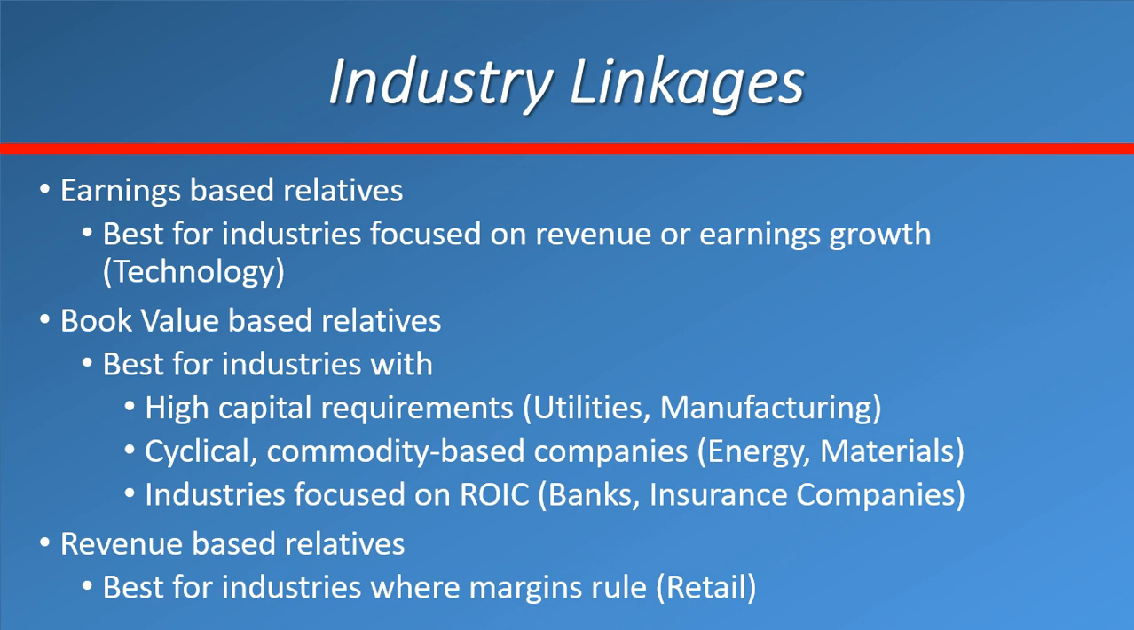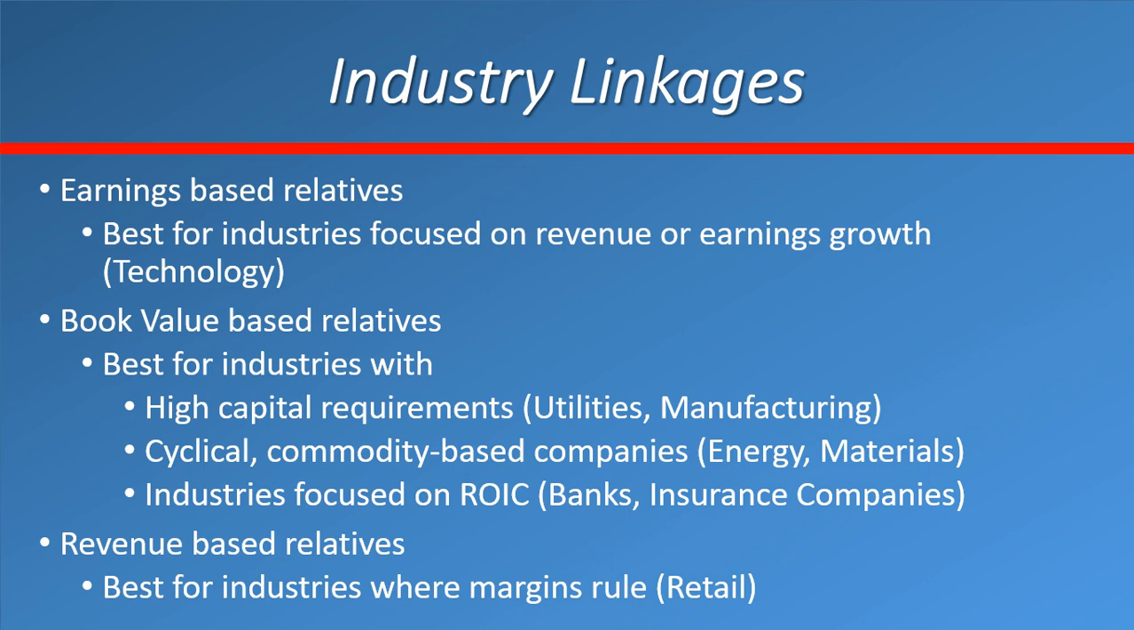Things like technology would definitely want to use earnings-based relatives. Book value-based relatives work really well with three types of industries. First, industries that have a lot of capital requirements, like utilities and manufacturing. They like to use price to book value. Cyclical companies or commodity-based companies like energy or materials, because their earnings are very, very volatile, looking at price to just 1 year of earnings could give you a really deceptive story, because the earnings might be at a peak or at a trough. In that case, price to earnings will not really give you any good indication of the firm's relative cheapness or richness. So you want to look at price to book value to spread out that very cyclical and volatile earnings.